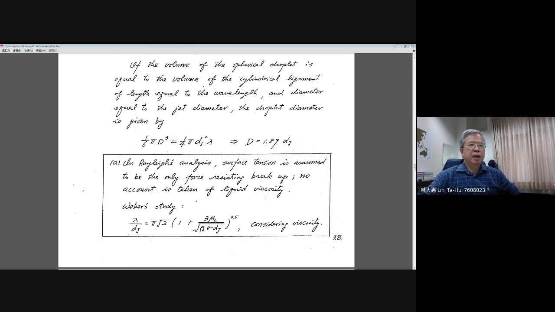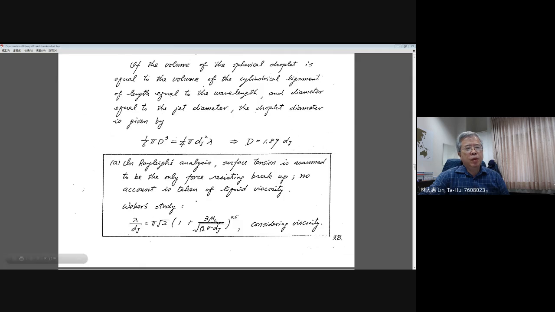If you consider the viscosity, Weber later found that you need to think about the surface force on the liquid ligament. Then they have some corrections on the formula. You need to consider nu L, which represents the liquid viscosity. You will find the relation between the wavelength and the initial diameter of the jet. We modify it by this term, which is under the square root.